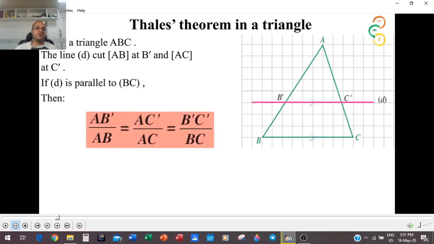This is the general form of Thales theorem in a triangle, which is the most important and the most useful, and we are going to use it more than any other formula in this chapter. So we have ABC is a triangle. I repeat again, line D cuts the two lines AB and AC at B prime and C prime respectively, such that this line D is parallel to BC. Then Thales theorem is the following ratio: AB prime over AB equals AC prime over AC equals B prime C prime over BC.